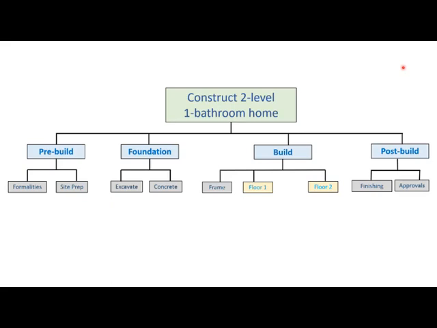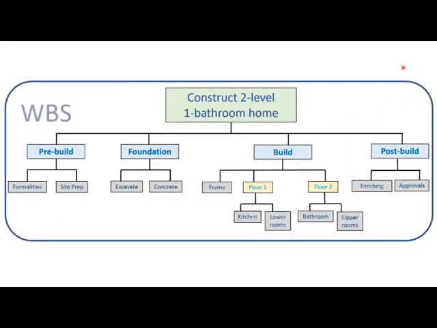The 2 yellow nodes are not work packages because the project manager sees a need to decompose them further into 4 work packages as shown: kitchen, lower level, bathroom, and upper rooms. This is our WBS, which has 4 deliverables and 11 work packages. Work packages are the gray nodes.